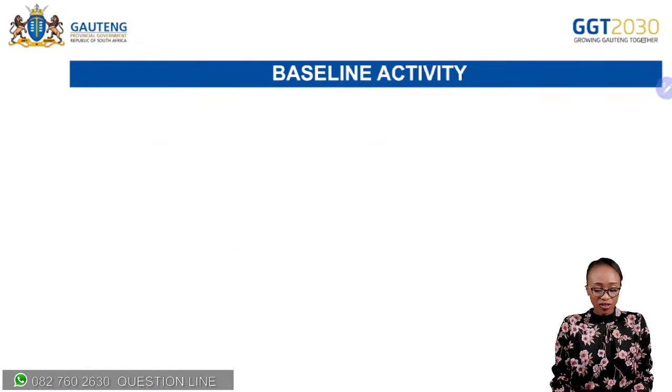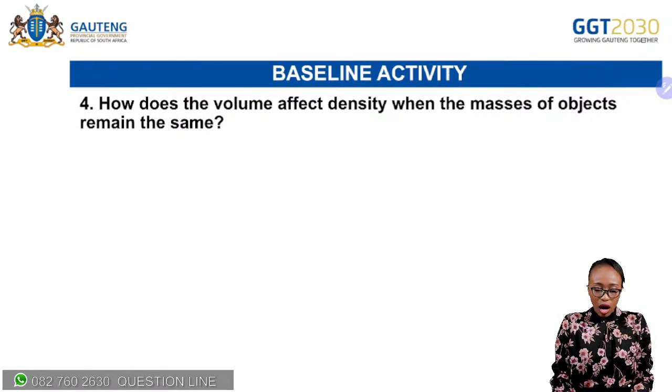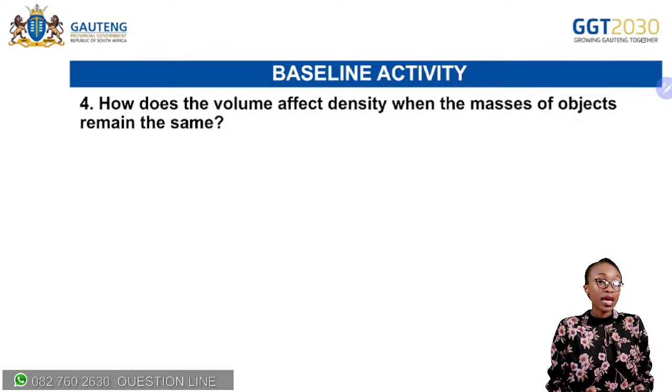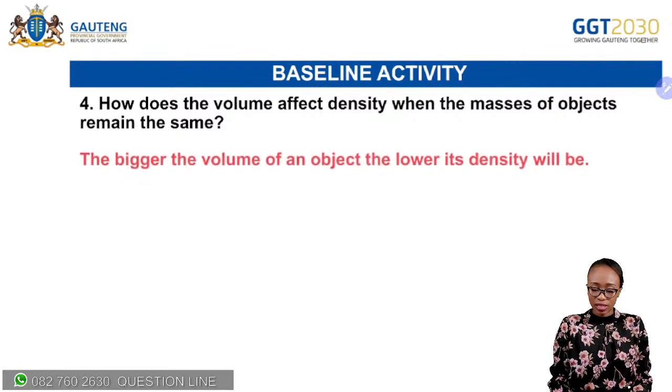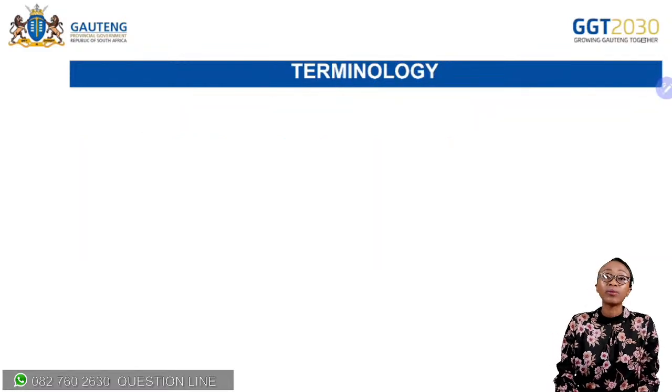And then the fourth question, how does the volume affect density when the masses of objects remain the same? How does it affect density? So the bigger the volume of an object, the lower its density will be. So please do send in your answers to 082-760-2630.